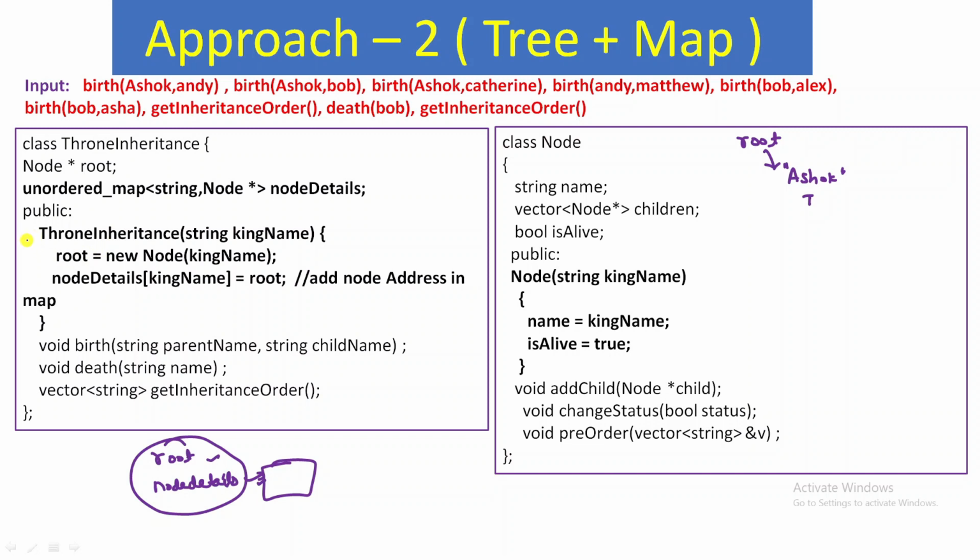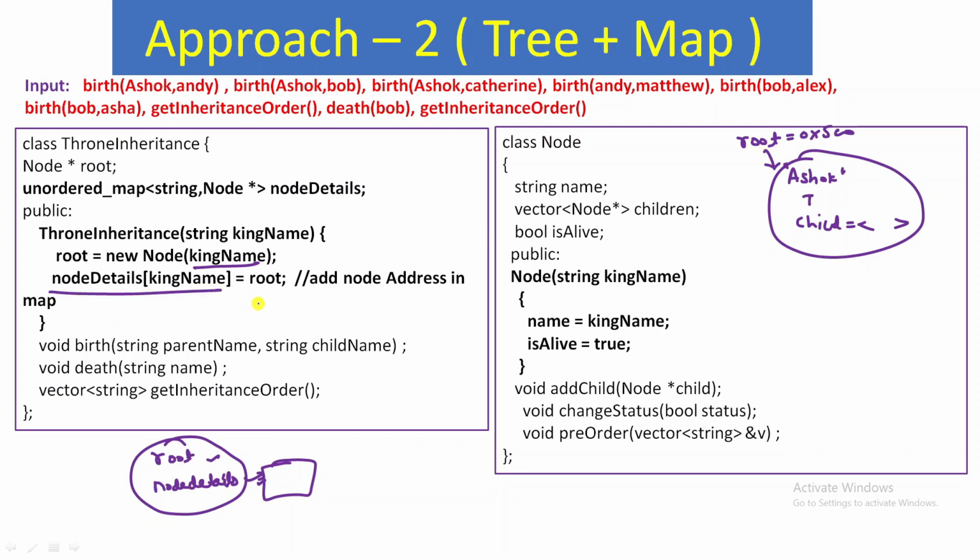Whenever there is a call for the first time for the ThroneInheritance, this root will be initialized with the new node. Let's say Ashok is passed as the king name, so Ashok will be passed. Accordingly, the Ashok node and its child array will be initialized. Initially it will be null. The address of this particular node is initialized in the ThroneInheritance object, that is inside the root, and in the map.